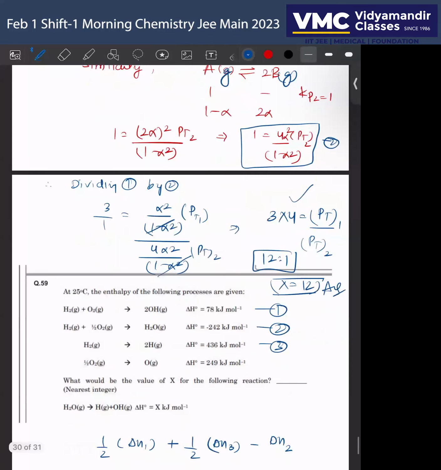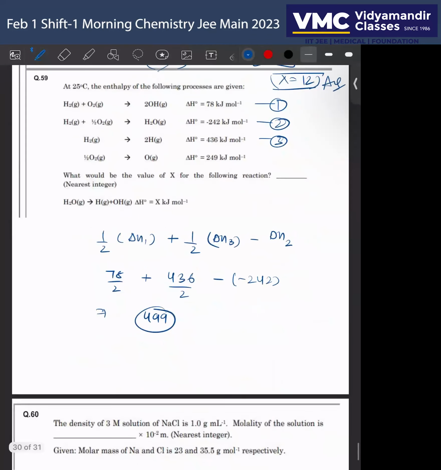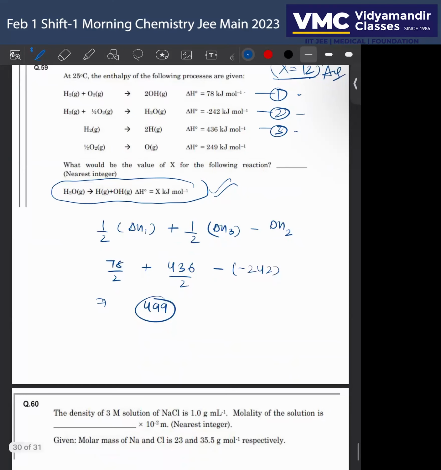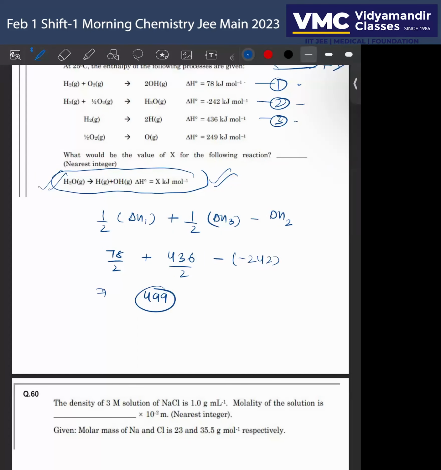Okay. Next, moving on to question number 59. At 25 degrees Celsius, we are asked for the enthalpy of this reaction. I can use these three reactions in combination, halving reaction number 1, adding it with halving reaction number 3, and subtracting it from reaction number 2. I will get my net reaction, and this will give me the enthalpy of the later reaction. Therefore, on calculating the same, I'll get the answer as 499, which is my correct answer.